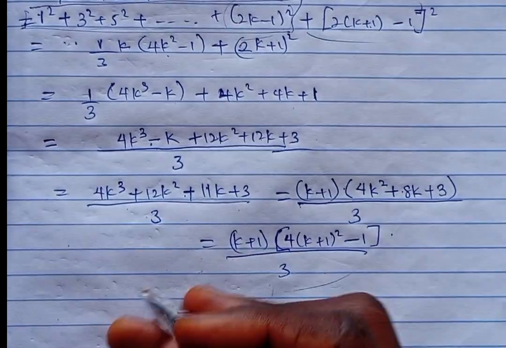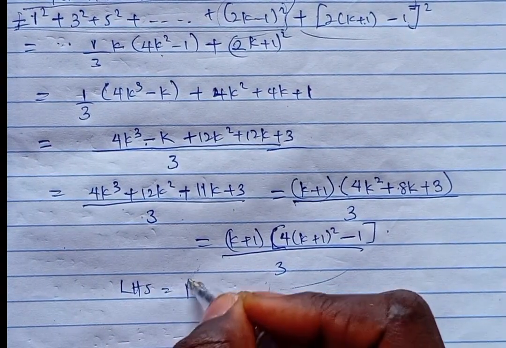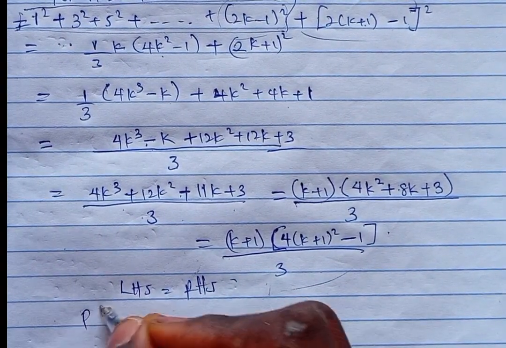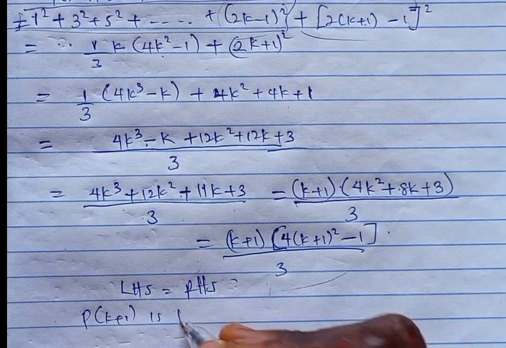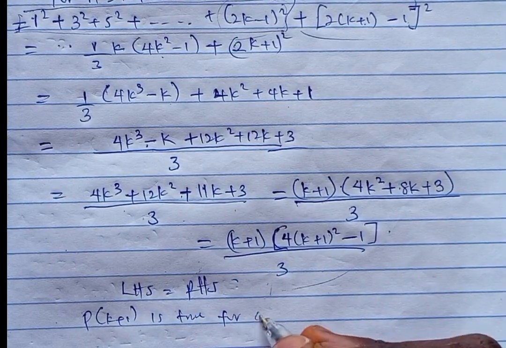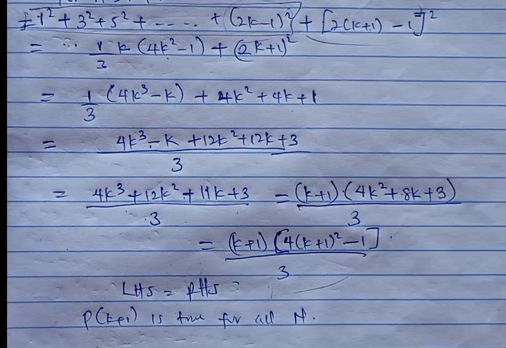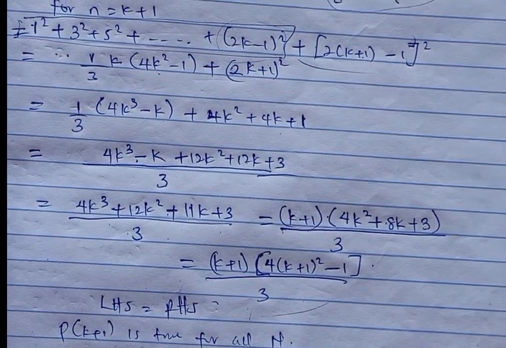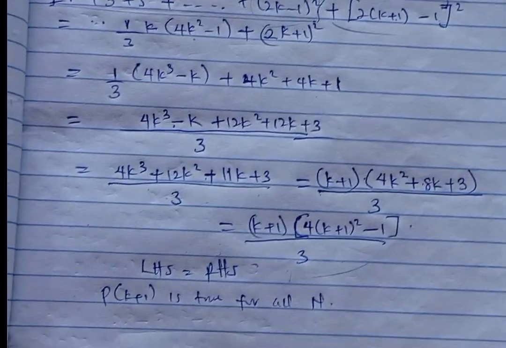So that means that the left hand side is equal to the right hand side. So P(k+1) is true for all natural numbers. So that's how to do that one too. So let's move on to the third one.